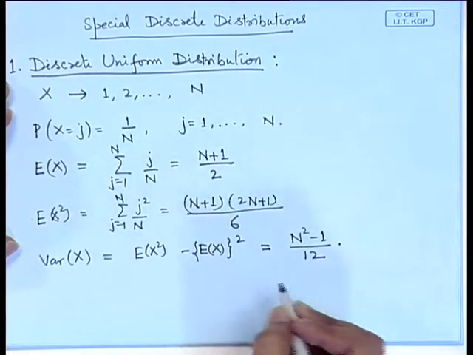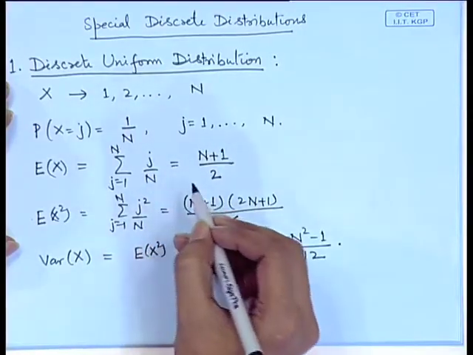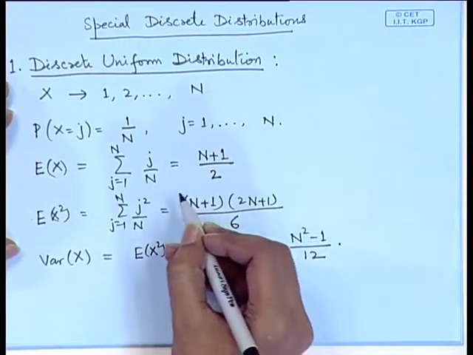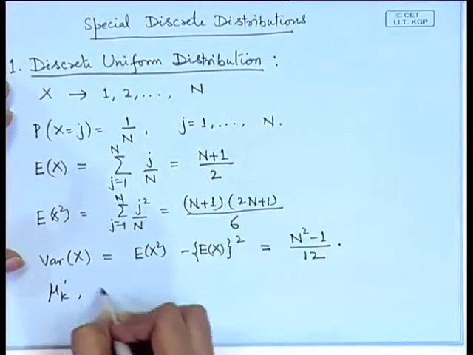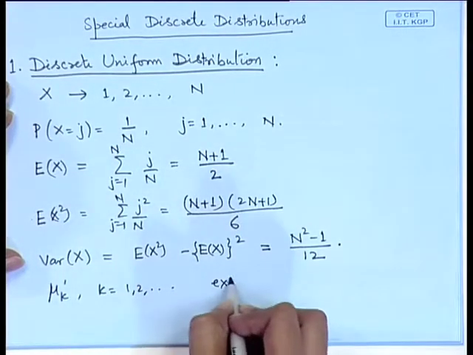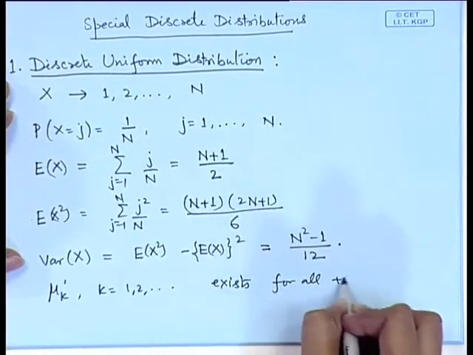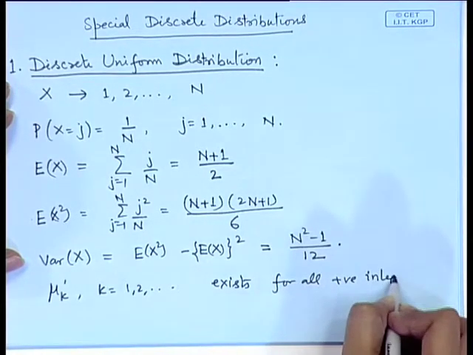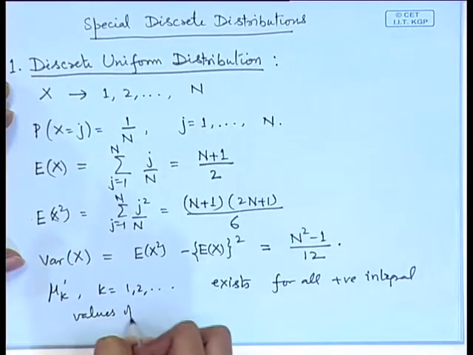We may also calculate its third moment, fourth moment, etc. Since every time it is a finite sum, the moments of all positive integral orders will exist. That means, we can say mu k prime for k equal to 1, 2 and so on exists for all positive integral values of k.